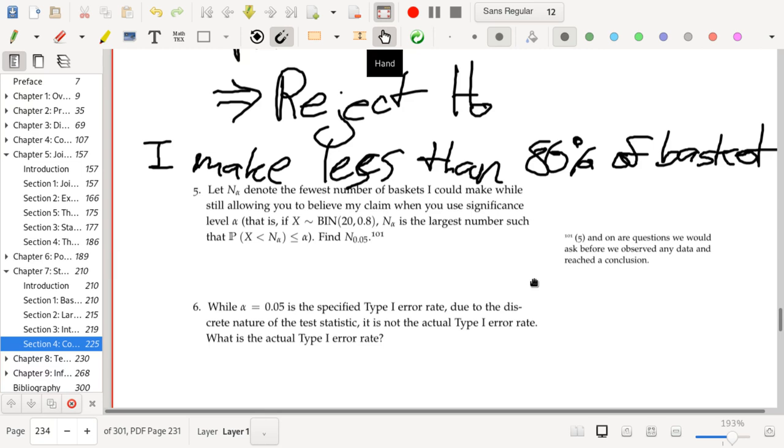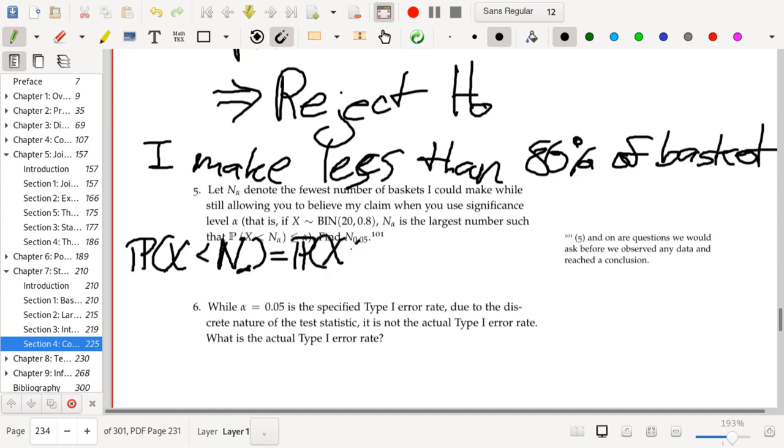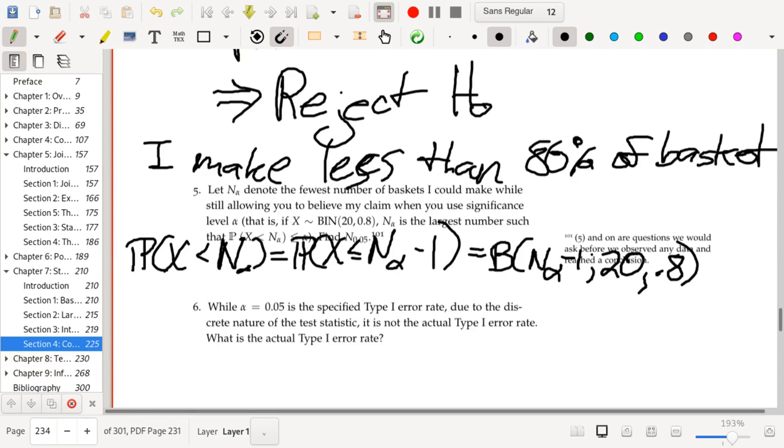Okay. So find N of 0.05. So let's start out by saying this. The probability that X is less than N alpha is equal to the probability that X is less than or equal to N alpha minus 1. And so that corresponds to the CDF at N alpha minus 1 when the parameters are 20 and 0.8. And this number needs to be, and so the CDF needs to be less than or equal to alpha, but we want to make N alpha as large as possible such that this is the case. Okay.